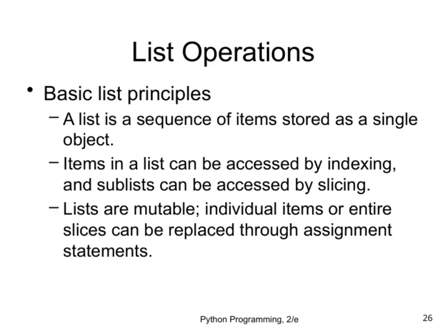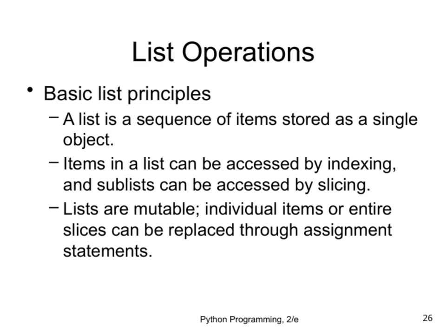Let's take a closer look at some basic list principles. A list is essentially a sequence of items stored as a single object, which means you can think of it as a container holding multiple elements. One of the powerful features of lists is that you can access individual items using indexing, which is like pointing to a specific position in the list. And if you want to work with a subset of the list, you can do that through slicing, which allows you to access a range of items.